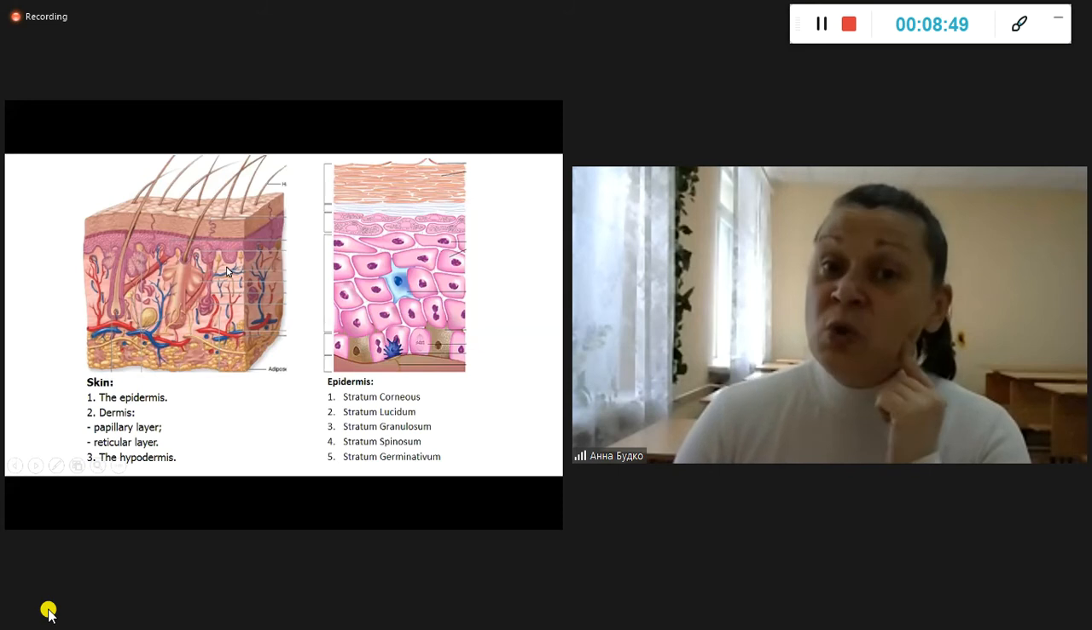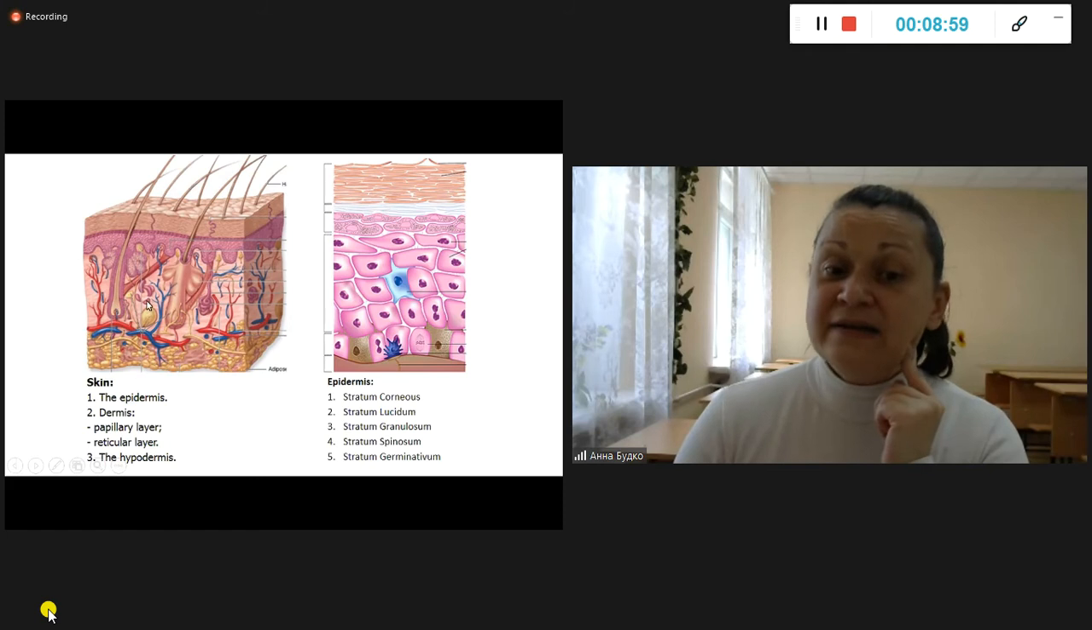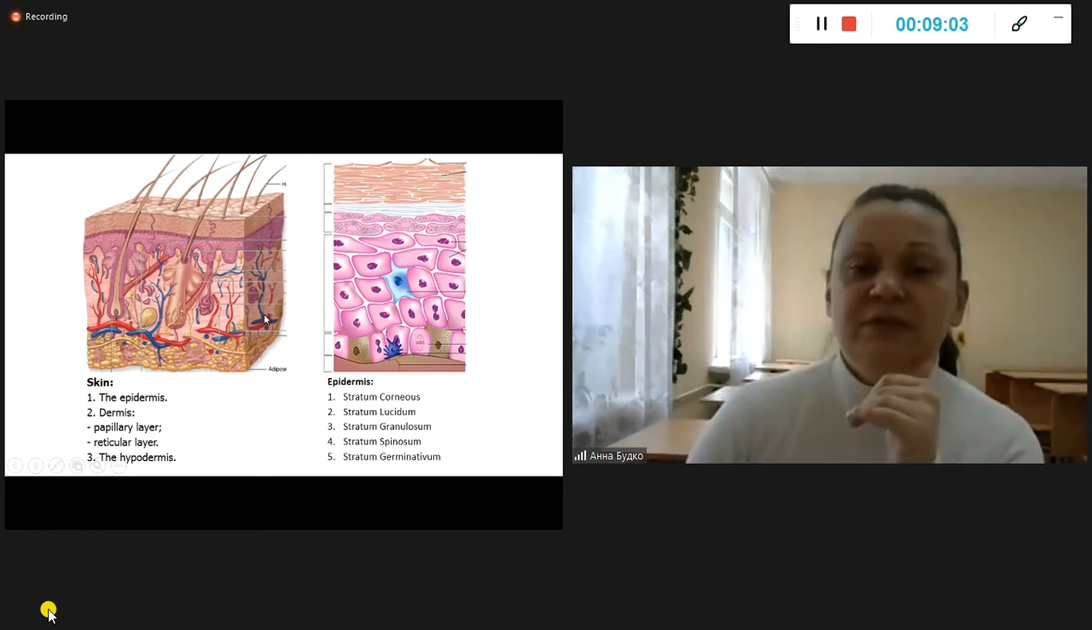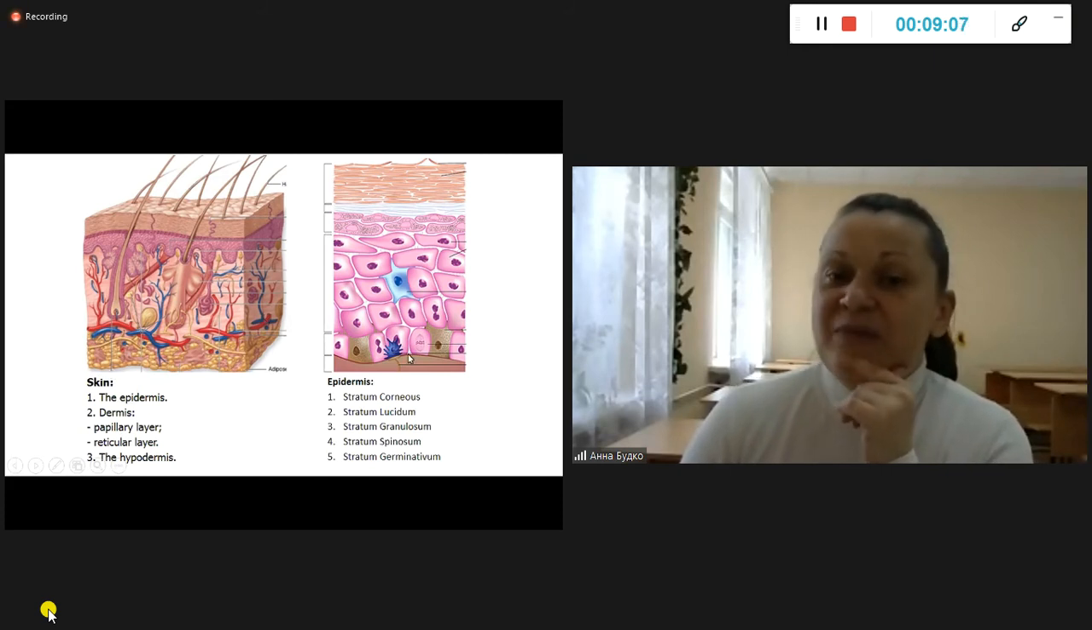Blood vessels are located in the dermis. And remember, the dermis has a papillary layer which is located under the epidermis, and a reticular layer which is located deeper. So, if we take the epidermis, look, this is the structure of the epidermis: in epidermis, blood vessels are absent.